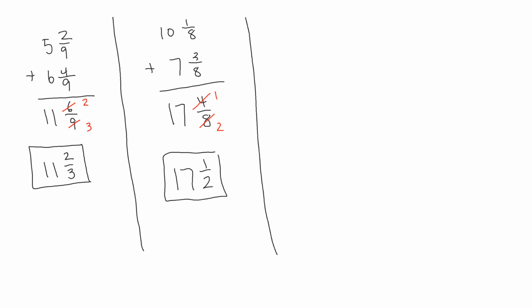All right, let's try one more like this. Let's say this one we have 36 7/18 plus 40 5/18. All right, I have a common denominator of 18, so I'm going to go ahead and add my numerators. 7 plus 5 is 12 over 18. 36 and 40, I'm going to add. 6 plus 0 is 6. 3 plus 4 is 7.